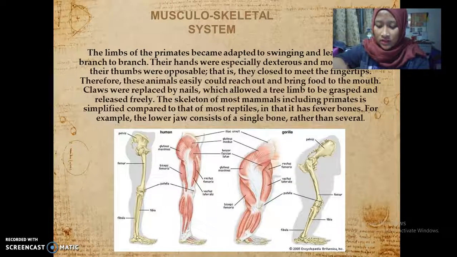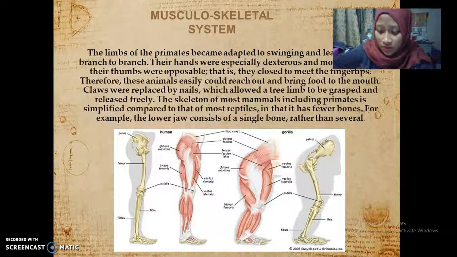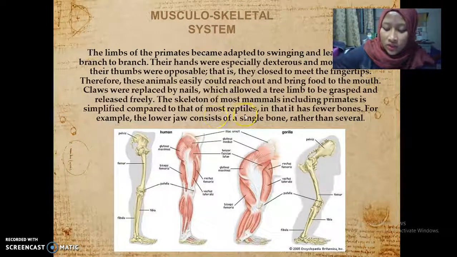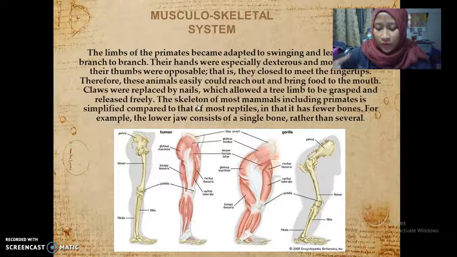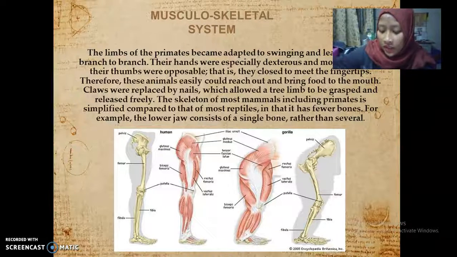And then the skull is also different. The skull in humans has a high forehead, a small brow ridge, and a shallow lower jaw. However, in the apes, they have no forehead.